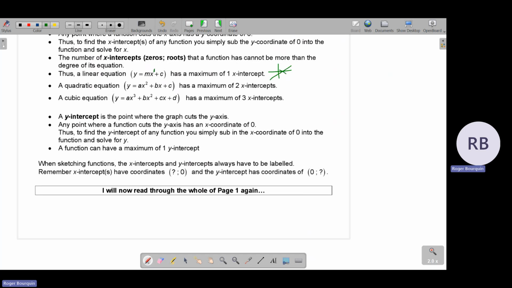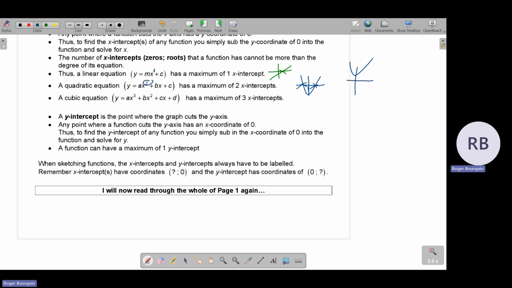A quadratic equation, y equals ax squared plus bx plus c, has a maximum of 2 x-intercepts. So you could have 2 x-intercepts. That's the maximum. It's a parabola. It's degree 2, so it's got a maximum of 2 x-intercepts. It could have none.